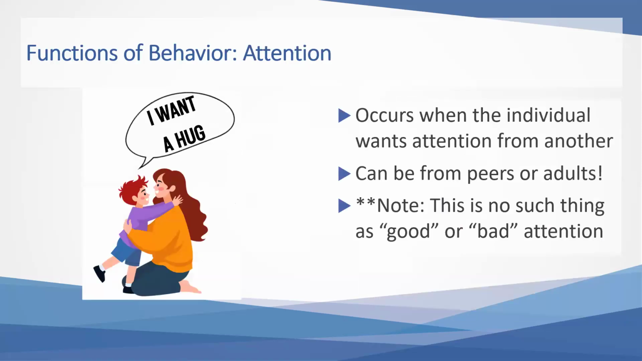Then we have attention. This can happen when the individual or the student wants attention from another person. This can be from a peer, this can be from adults. The biggest thing to remember with attention, and I know it sounds a little crazy, is that there's no such thing as good or bad attention.